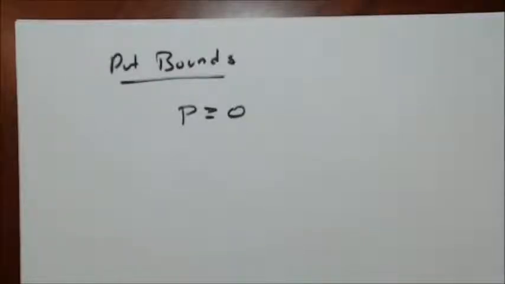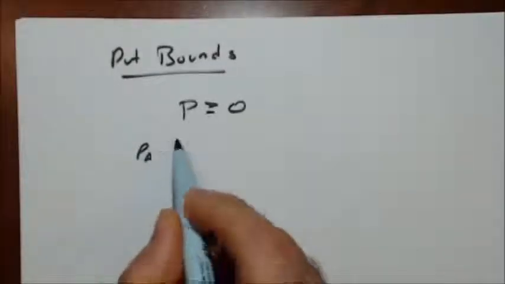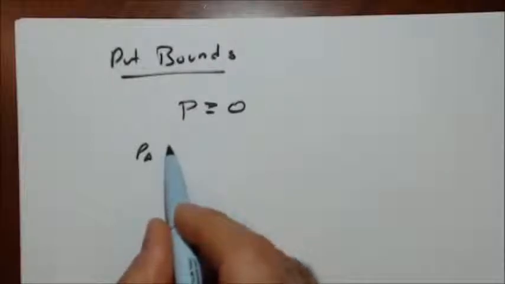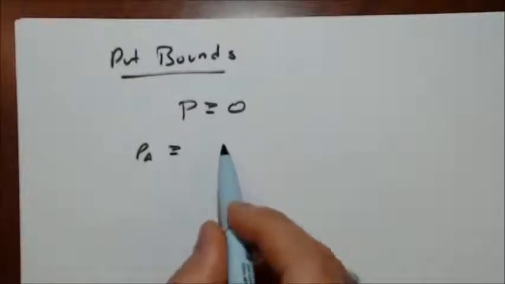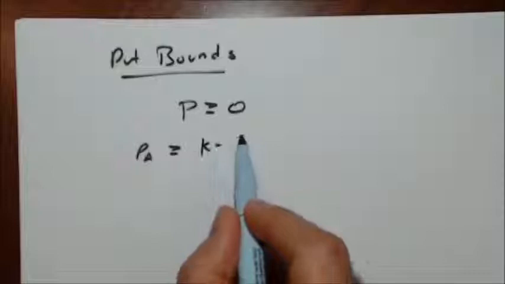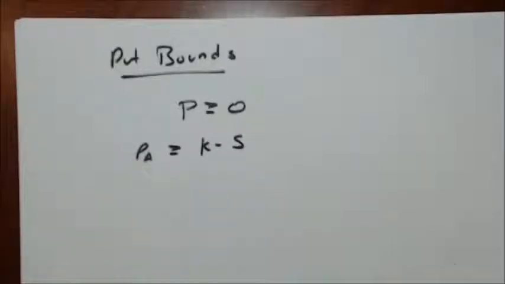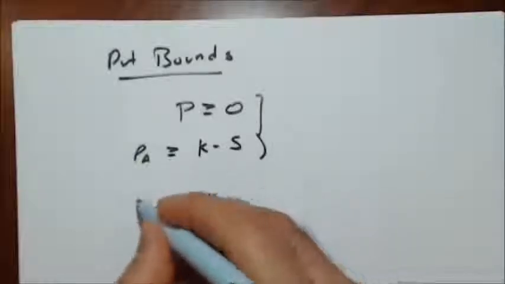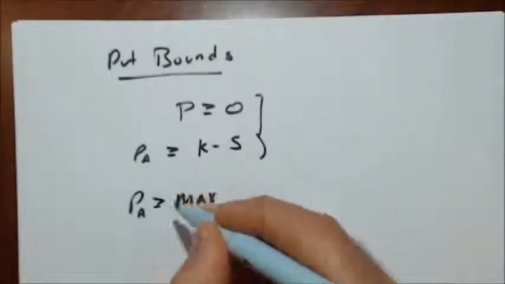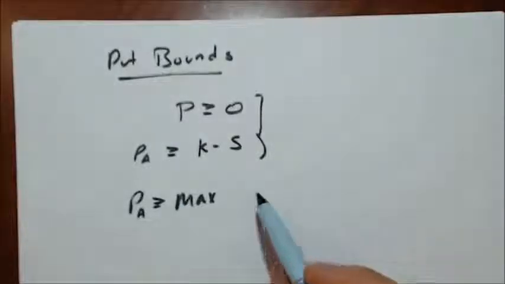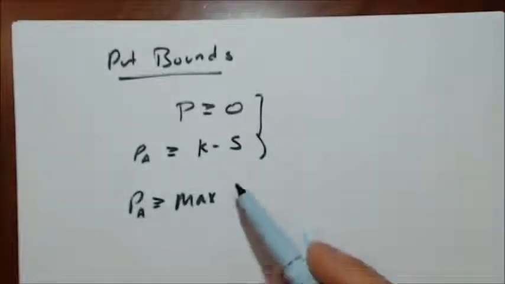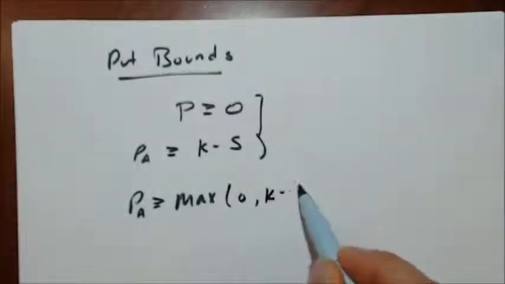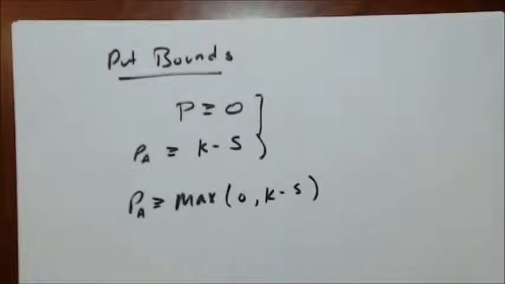Now also think about an American put. An American put can be exercised immediately, and so the American put is going to be greater than or equal to K minus S. And if you consider both of these combined, it's the maximum. So the lower bound on an American put is the maximum of 0 or K minus S for a non-dividend paying stock.